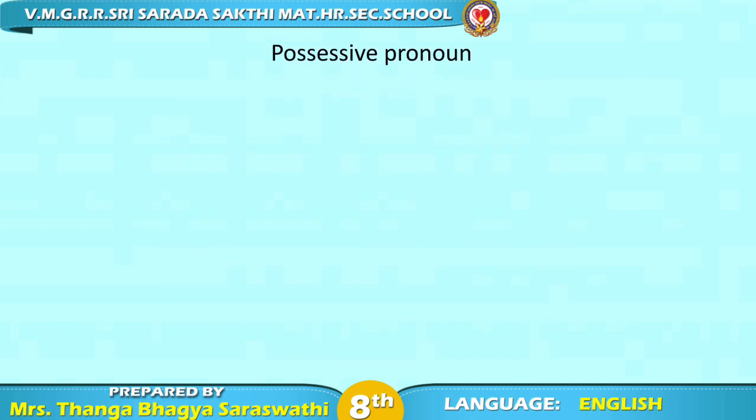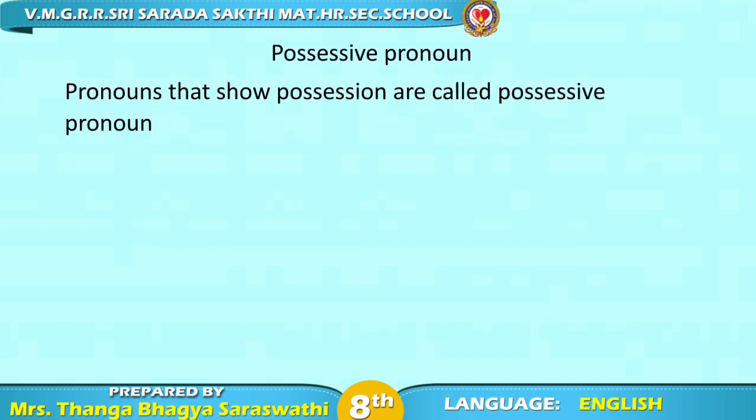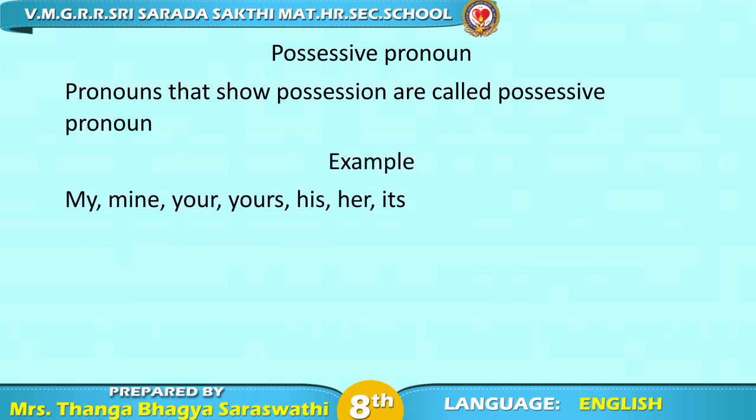Next one is possessive pronoun. Pronouns that show possession are called possessive pronouns. What is meant by possession? The desire to have other things with themselves is called possessiveness. To have other things is called possessive. So examples: my, mine, your, yours, his, her, its. These are called possessive pronouns.